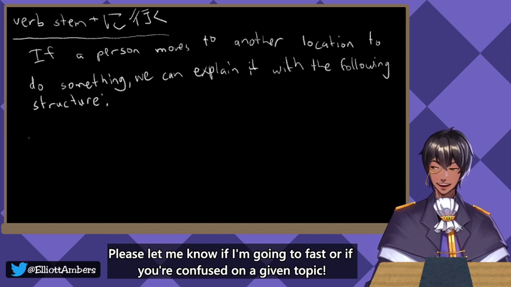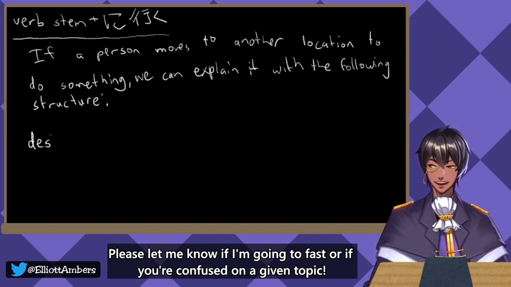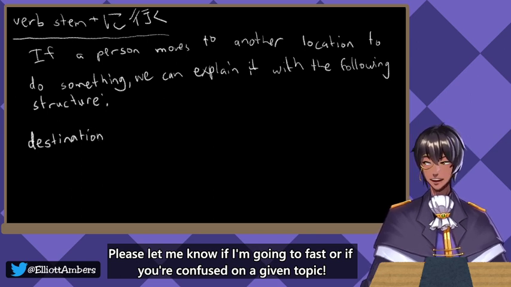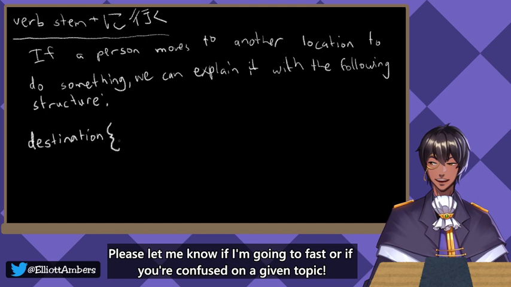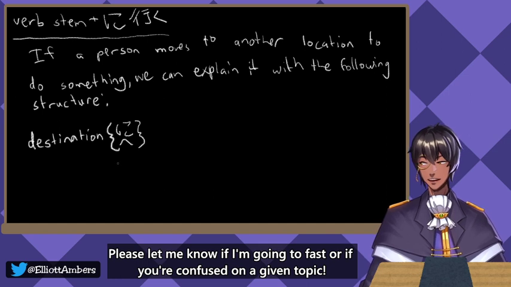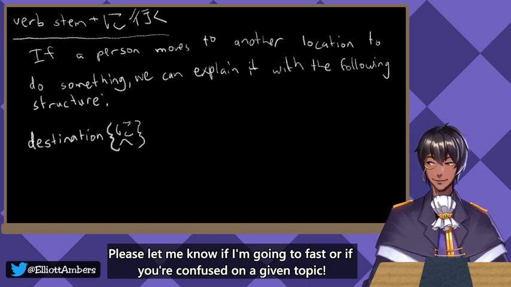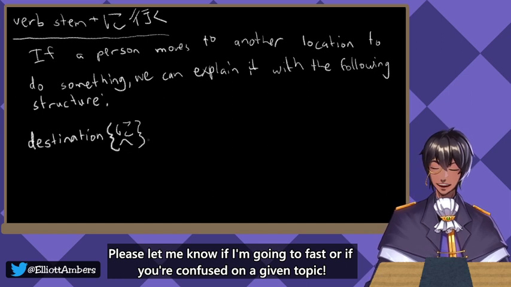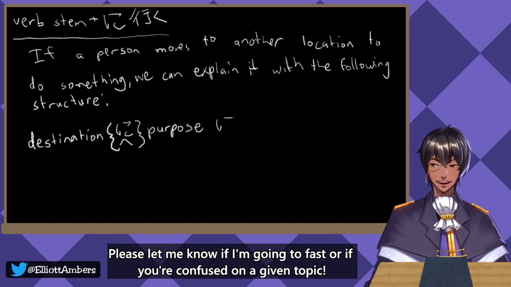So the structure is going to be destination. And then we talked about this last week, but the particle here between ni and e, both of these represent movement, so either of them is usable, though in some cases you might want to use e because it represents more of a purpose within your movement, but both of these are valid particles to use here. Purpose, ni, and then we can end the sentence with one of the following.